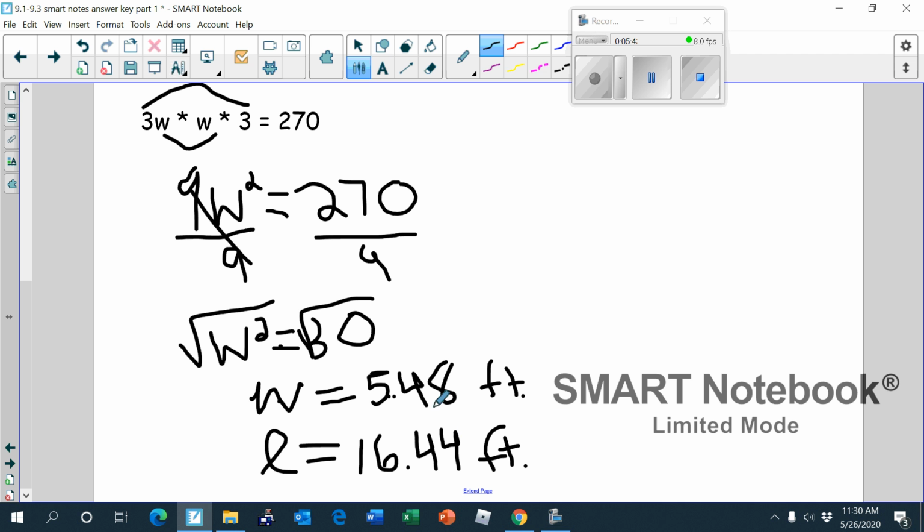That doesn't make sense. So in these word problems, you're going to use the positive of the square root, okay? And then for the length, you plug in 5.48 times 3, because remember our length is 3 times the width. So 5.48 times 3, you get 16.44 feet.